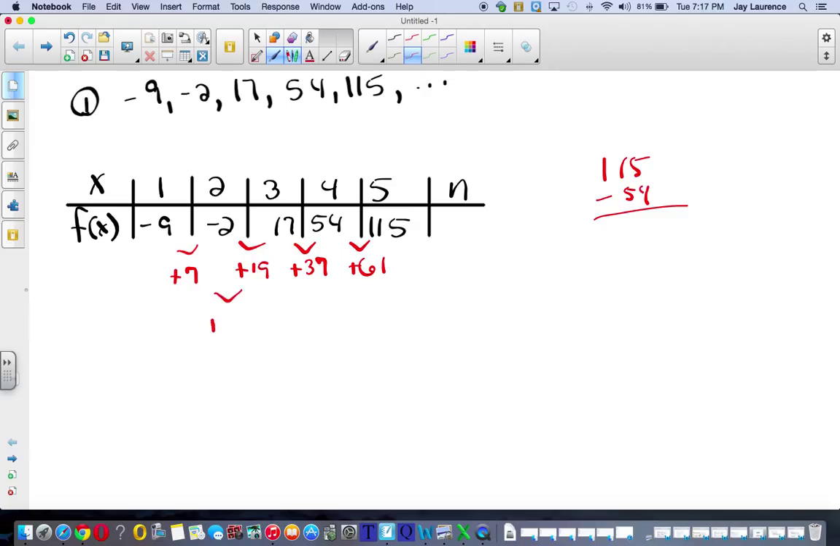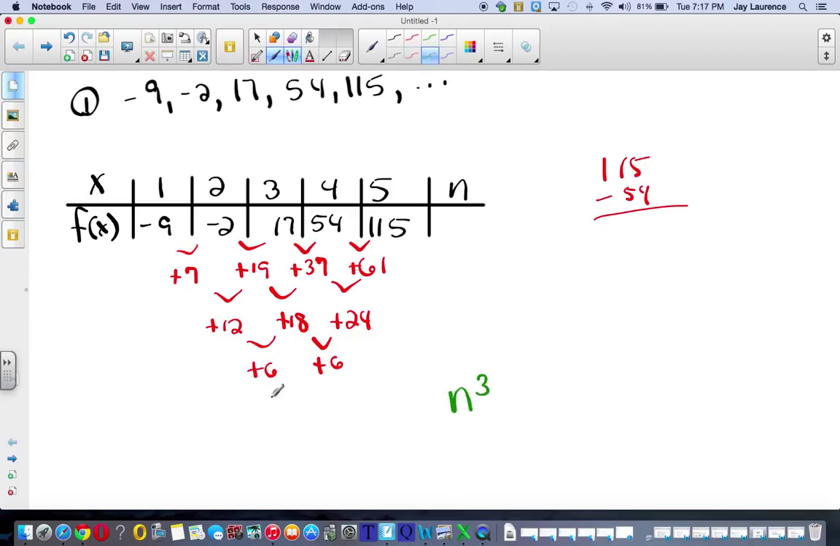All right, so here we go. We got +12 for my second difference, then +18, and here is +24. Since the second differences don't match, I'll go down to the third level. I got +6 and +6, and look at that, they match. So since the third differences match, this is something like n cubed.